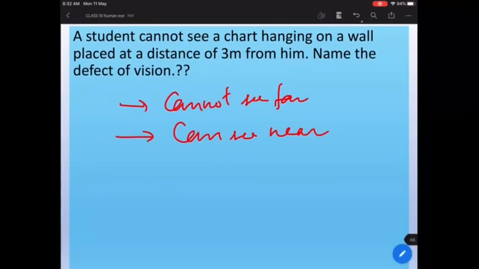Now the next question is, why is a normal eye not able to see clearly the objects placed closer to 25 centimeter?